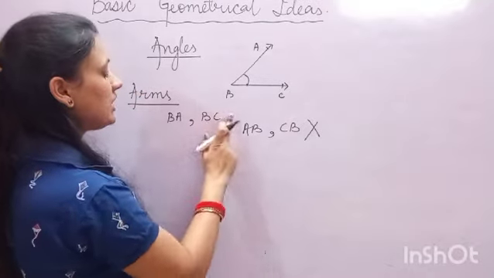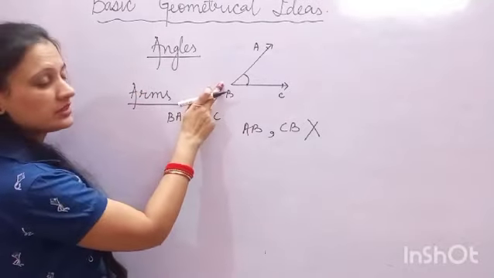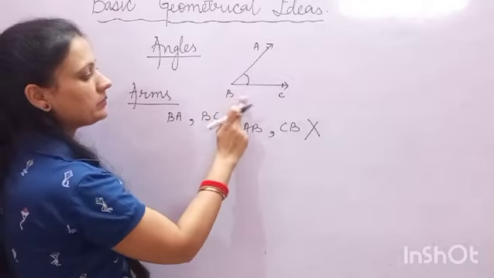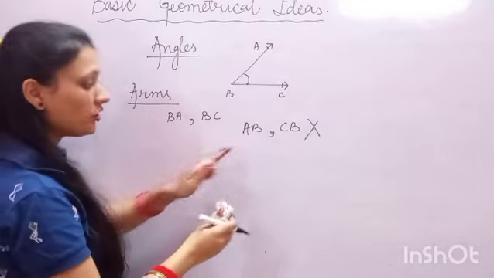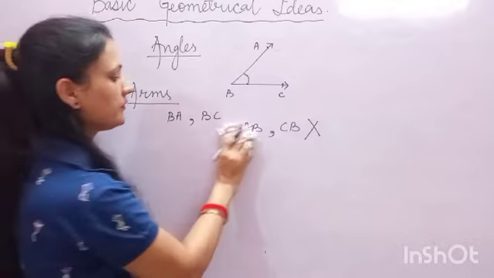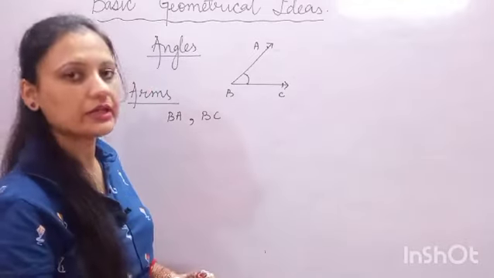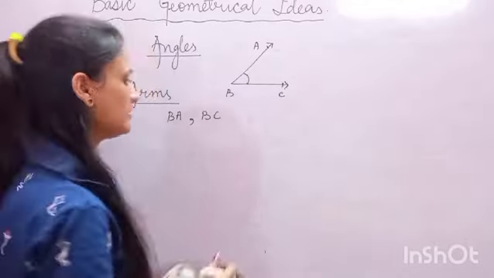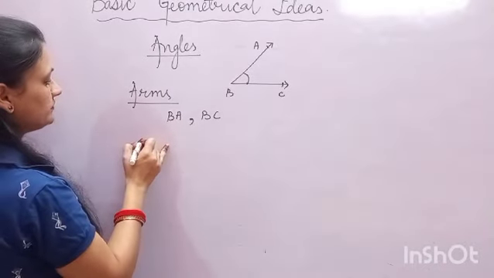So how do we write down the arms of the angle? Always start from the initial point, BA and then BC. Is this clear? You will not get marks for this, okay? So be very careful while writing the arms of the angle. And let us write down the name.